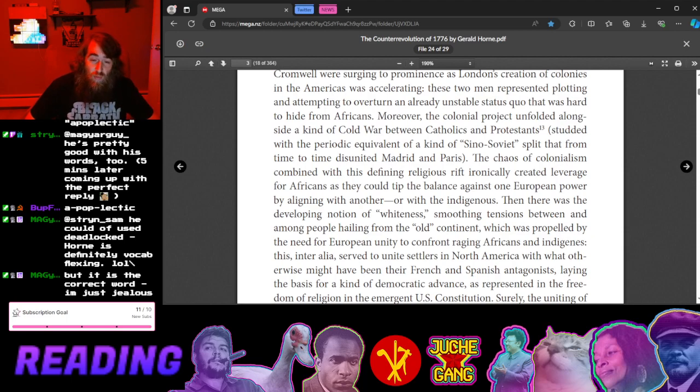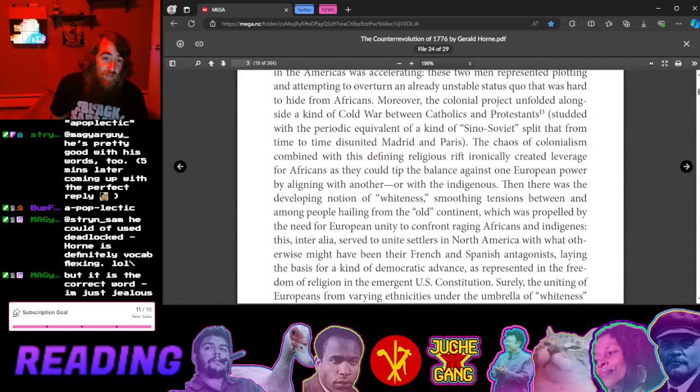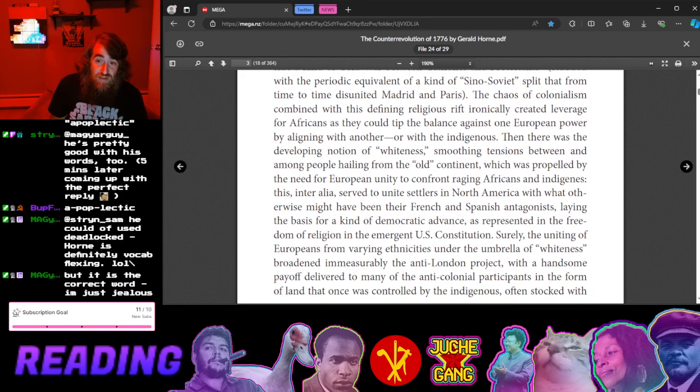Moreover, the colonial projects unfolded alongside a kind of Cold War between Catholics and Protestants, studded with the periodic equivalent of a kind of Sino-Soviet split that from time to time disunited Madrid and Paris. The chaos of colonialism, combined with this defining religious rift, ironically created leverage for Africans, as they could tip the balance against one European power by aligning with another, or with the indigenous.